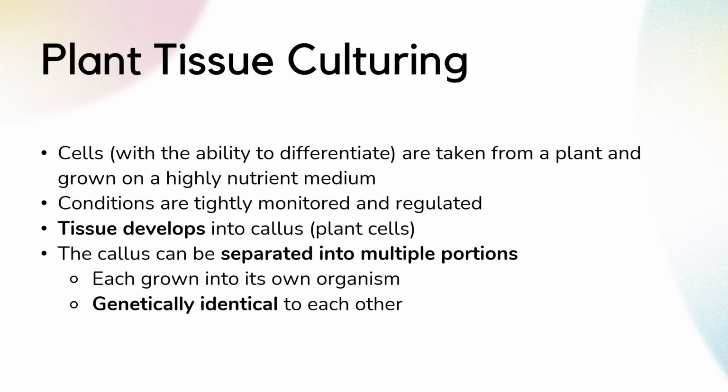Let's look at the process of plant tissue culturing. So this is when we take cells that have the ability to differentiate, meaning stem cells, and they're taken from a plant that has grown on a highly nutrient medium. So we monitor these conditions really tightly, we regulate these conditions, and eventually those cells that we've taken develop into a tissue, which we call a callus. And this callus can then be separated into multiple portions and each grown into its own organism. So each of these portions are genetically identical to each other, and they're also genetically identical to that plant where we took those cells from.